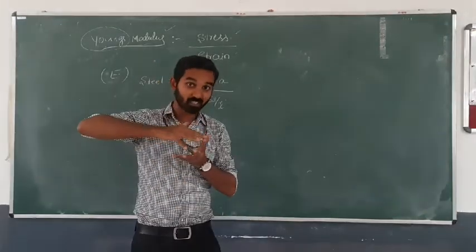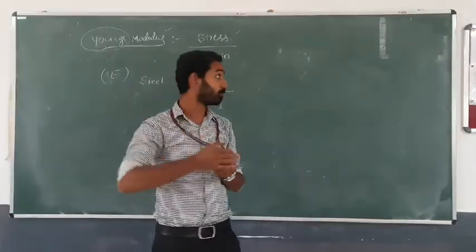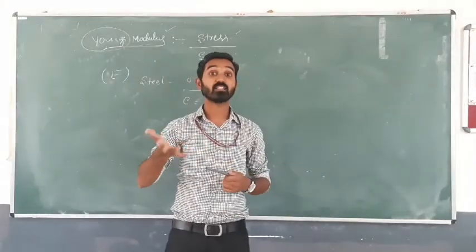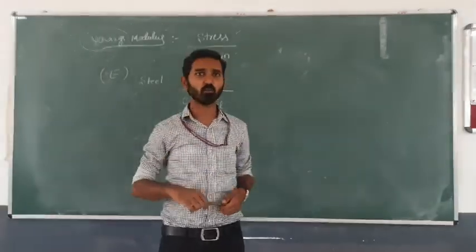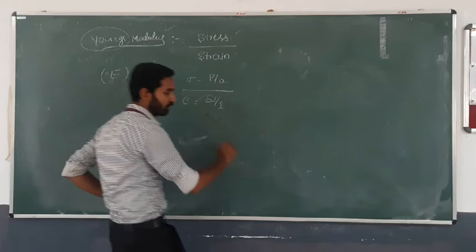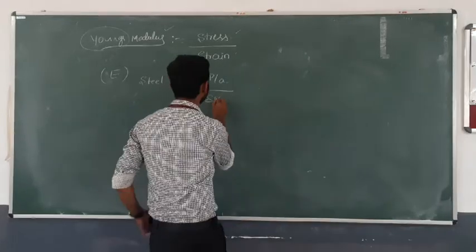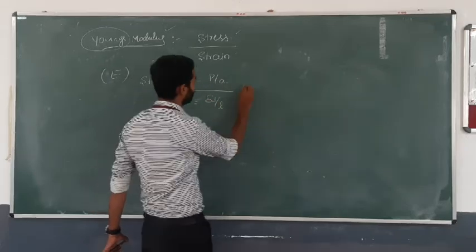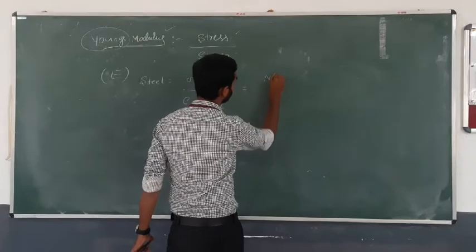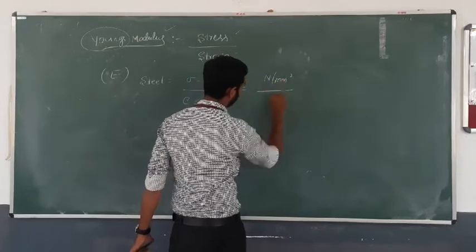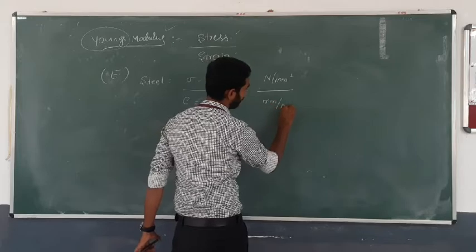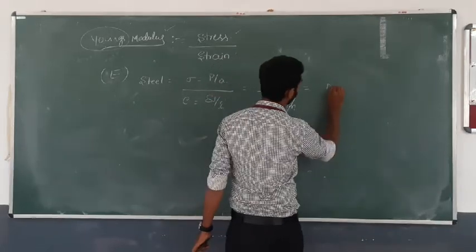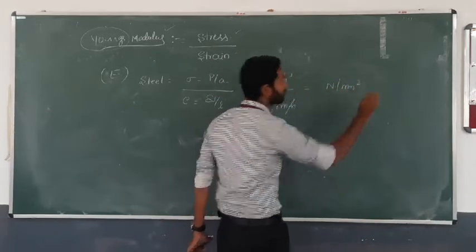I am applying the load on this material. The stress developed will be P by A. For the same material, the strain is the change in length by original length, where the original length is L and the deformed length change is delta L. So ultimately the unit will be Newton per mm square divided by mm, and the mm get cancelled. So the unit of Young's modulus is again Newton per mm square.